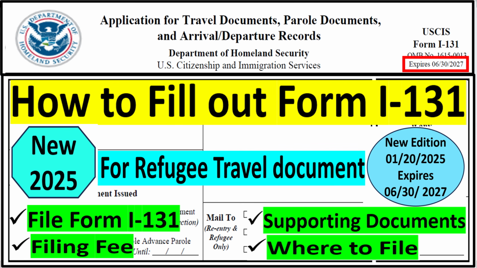In today's video, we are going to talk about how to file Form I-131, which is the application for travel documents, parole documents, and arrival or departure records.